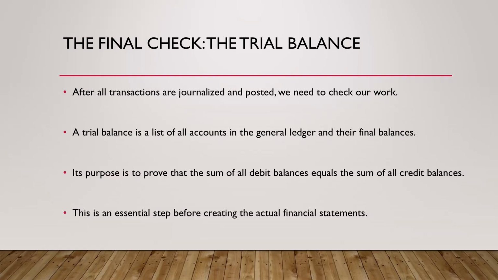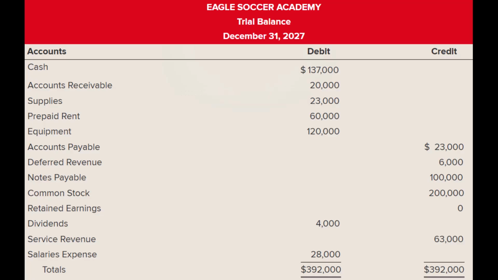After we have journalized and posted all of our transactions for a period, we perform a final check to make sure the books are in balance. We do this by preparing a trial balance. A trial balance is simply a list of every account from our general ledger and its final debit or credit balance. Its entire purpose is to prove that the sum of all the debit balances equals the sum of all the credit balances. This is an absolutely essential step before we can prepare the financial statements.